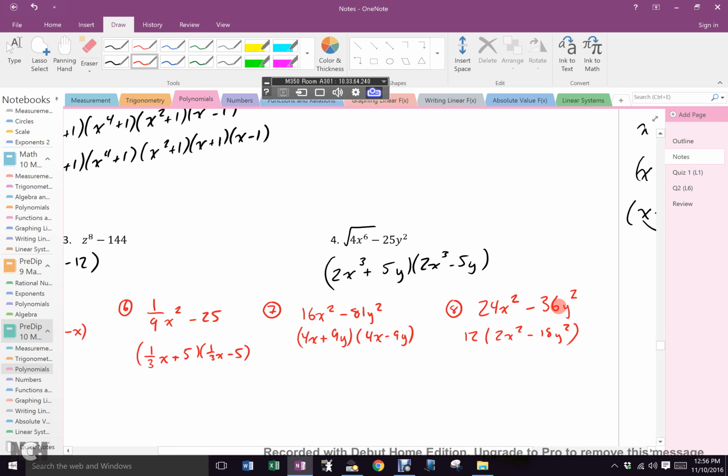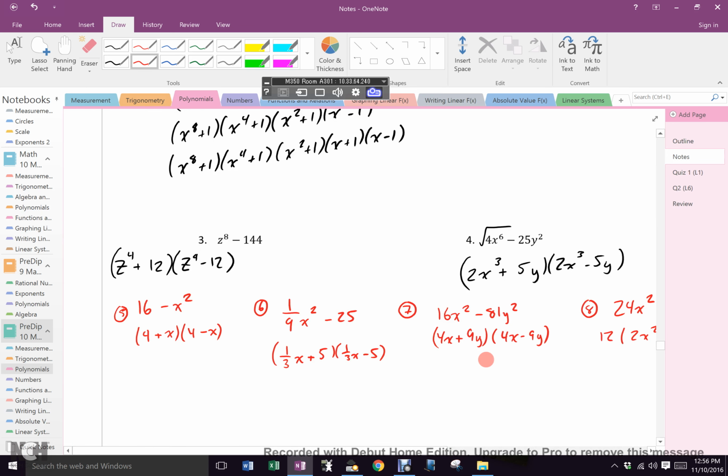Now, can we make this so it does work? Is that possible? Because number 9 is going to be an extension of this. What if I had this? 32x squared minus 72y squared.